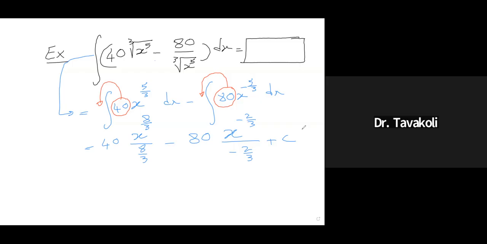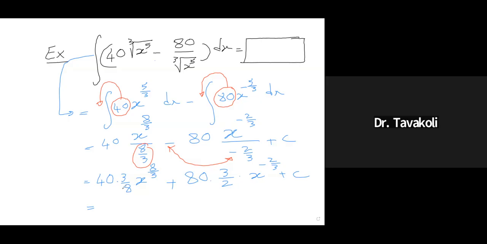The rest is just a little simplification. Here in the first fraction, 8/3 is in the denominator, so when I bring it up, it becomes 3 over 8. So 40 times 3 over 8 will be that coefficient, and x to the power of 8/3. We have two minuses here, so the next term becomes a positive term. And 80 times, since 2/3 is in the denominator, when we move it up, it becomes 3/2, and times x to the power of minus 2/3. We need to avoid negative exponents in our final answer. So I need to move x to minus 2/3 back to the denominator, so I will have a positive exponent. I'll do that in the next step.